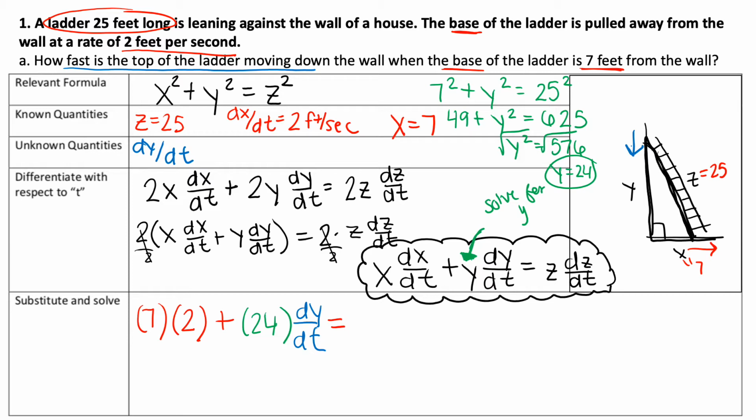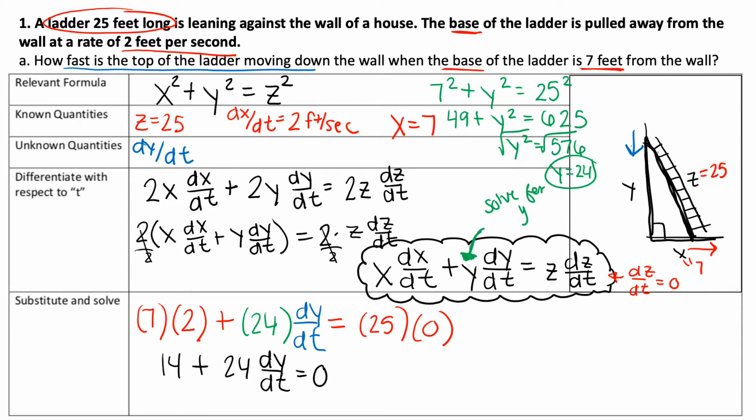And that is equal to plugging in a 25 for z. And then dz/dt is the rate of change of z of that ladder, and because our ladder is not changing, dz/dt is equal to 0. From here, we can go ahead and just simplify as we know how. So 7 times 2 is 14 plus 24 dy/dt equals 0. Subtracting 14, we are left with 24 dy/dt equals negative 14.